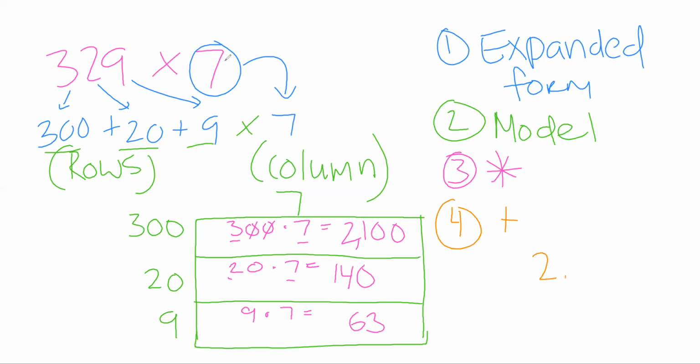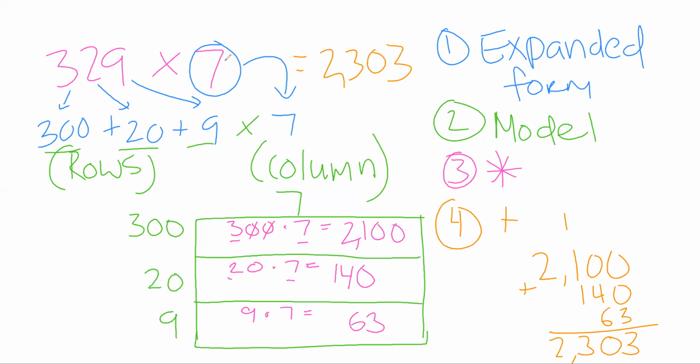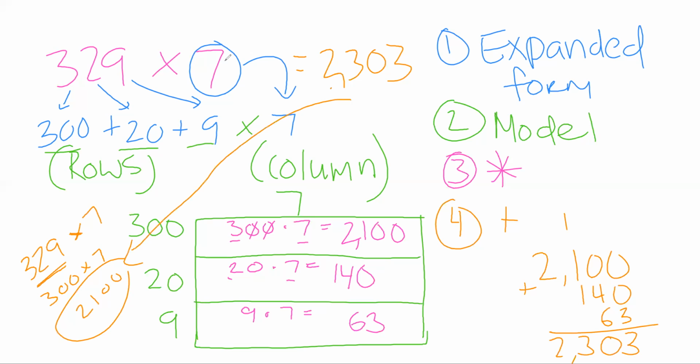So 2,100 plus 140 plus 63. So that's a 3, that's a 10, 1, 2, 3. So my final product is 2,303, which makes sense if we think about reasonability, because if I thought about that quick reasonability estimation, this rounds to 300 times 7, that'd get me 2,100. 2,303. Those are pretty reasonable numbers.